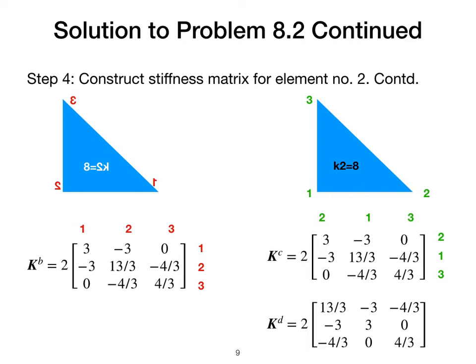So if Kb is equal to 2 times a matrix containing 3, minus 3, 0; minus 3, 13 over 3, minus 4 over 3; 0, minus 4 over 3, 4 over 3, then the stiffness matrix for the element on the right side will be Kd equal to 2 times a matrix containing 13 over 3, minus 3, minus 4 over 3; minus 3, 3, 0; minus 4 over 3, 0, 4 over 3.